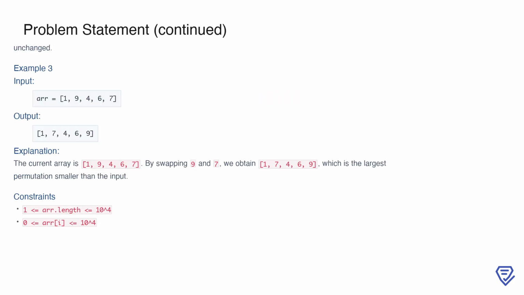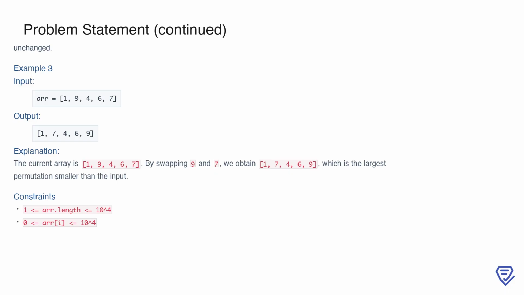Now, let's consider another example. If the input array is 1, 9, 4, 6, 7, the largest permutation smaller than this array can be achieved by swapping 9 and 7. When we do this, the resulting array becomes 1, 7, 4, 6, 9. This is smaller than the original array but still the largest possible permutation that meets the criteria.